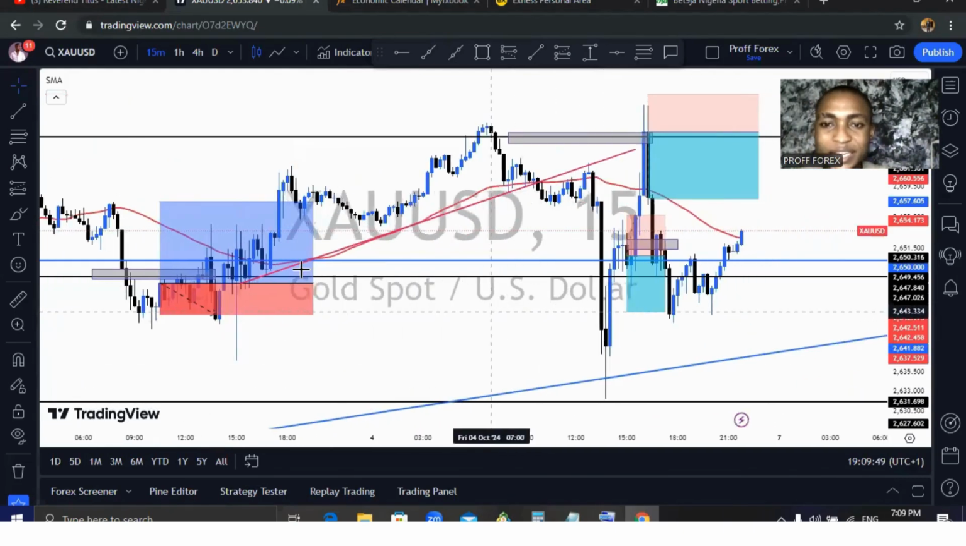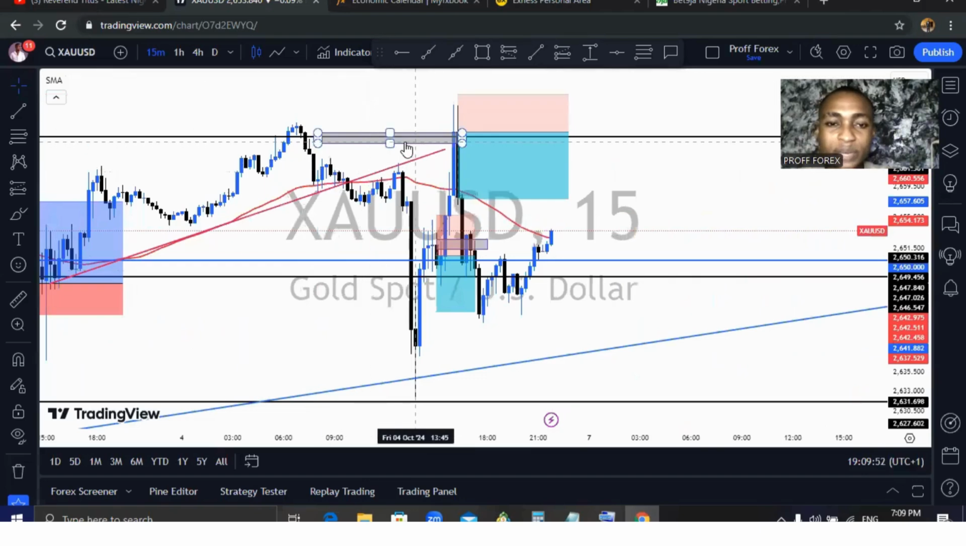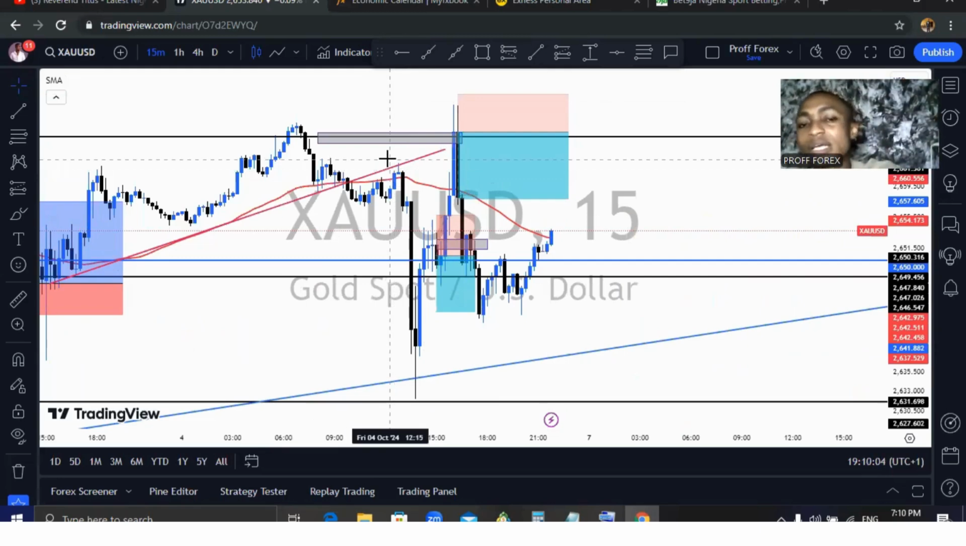This was when the NFP happened. I was waiting for price to go to this high of the week. Then if you can see, this is an EMA candle. If you pay attention very well, if this EMA candle happens at the top, it means there's going to be a rejection. That means sellers are about to open. If it happens at the bottom, it means buyers are going to open to the market.